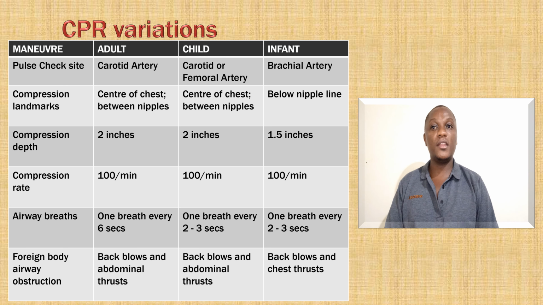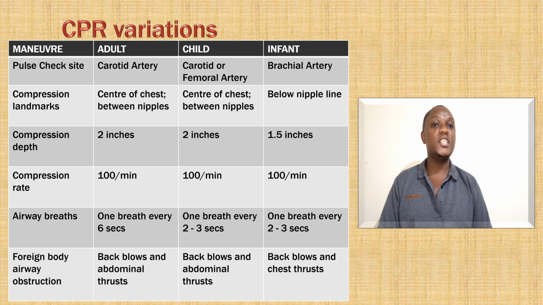For the foreign body airway obstruction, the maneuver for the adult is back blows and abdominal thrusts. And that is the same for the child, back blows and abdominal thrusts. But for an infant, it is a bit different: back blows and chest thrusts. Note the difference. Here it is chest thrust, not abdominal thrust.